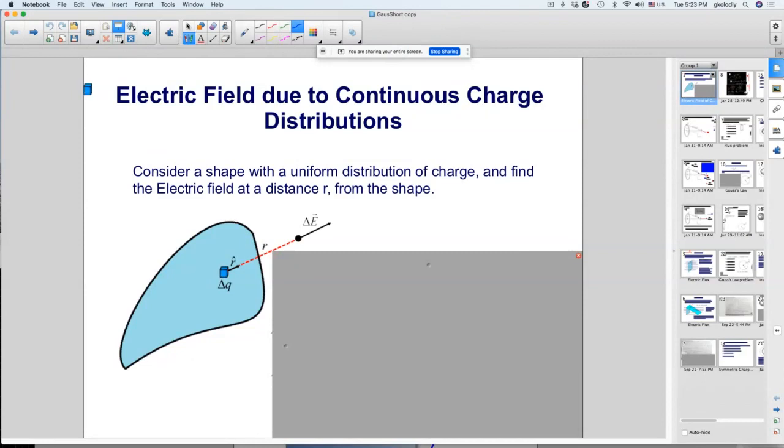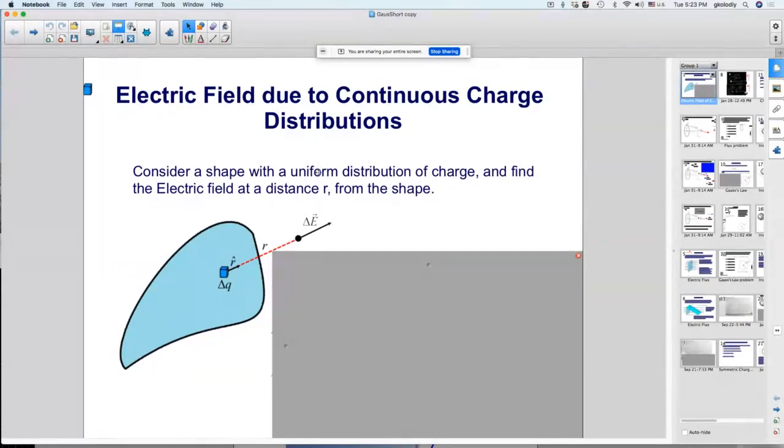So imagine that we have not a point charge, but a shape with a uniform charge distribution. In other words, there are charges here all over the place. We can consider each one of them to be a point charge. That's why we call this little charge, which is part of the total charge, delta q. That little charge is a point charge, and if you go over here, there's an electric field. In this case, this is a positively charged surface, so the electric field is away from the charge.